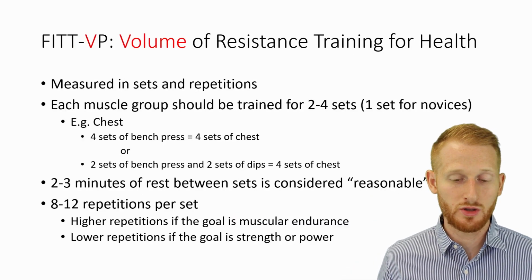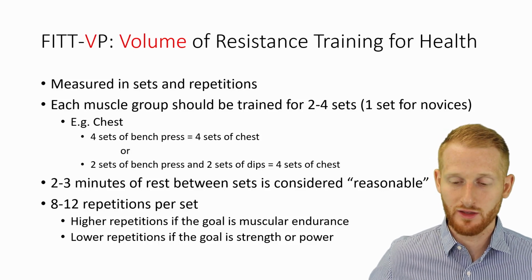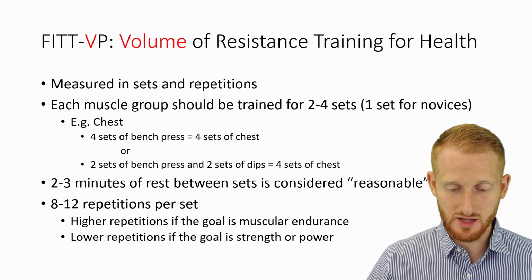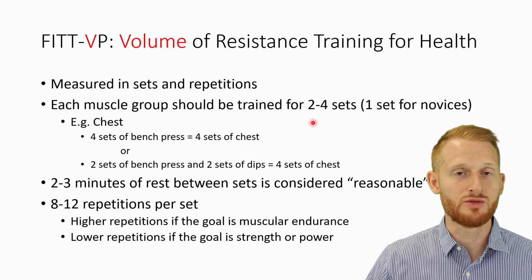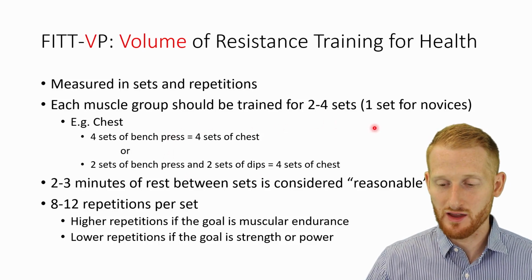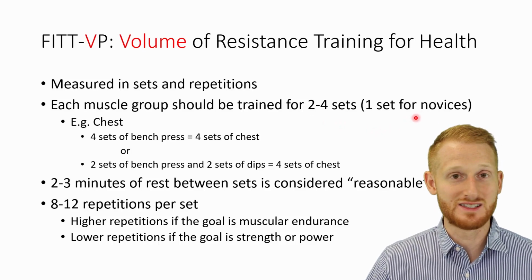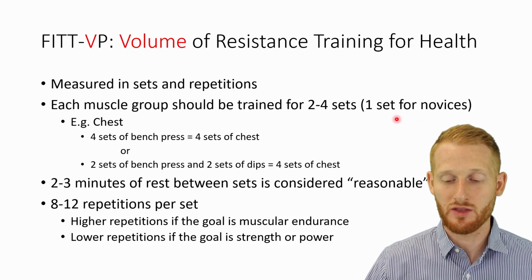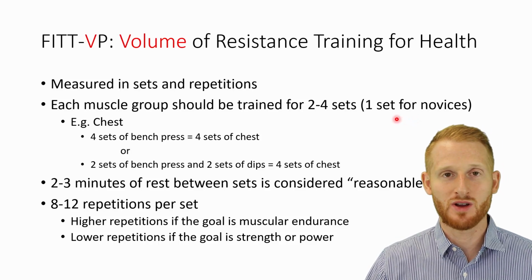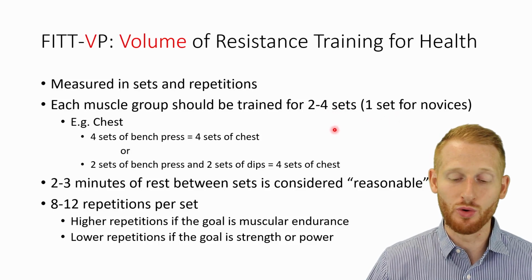Talking about the volume, so the V in the FITT-VP principle for resistance training for health, typically you want to work each muscle group with 2 to 4 sets for somebody who is adapted to the exercise. If they are a new resistance trainer, so they're novice, they're sedentary to begin with, 1 set is plenty to start with. Start with 1 set. So if you're doing bench press, you do 1 set with a novice, 2 to 4 sets with somebody who's been doing it for a little while.